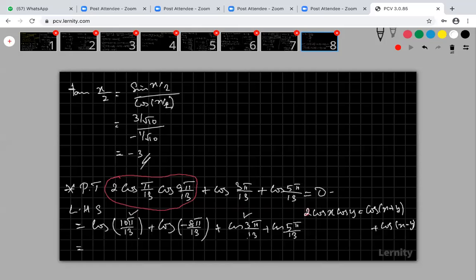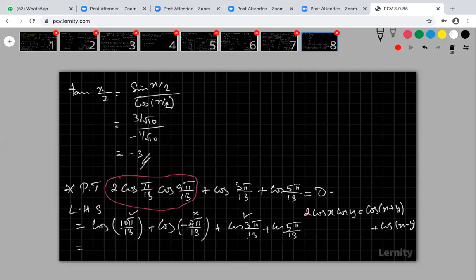That means I'm going to apply the formula for these two terms and these two terms. Here also, if you add 8 pi and 5 pi, what is the answer you are getting? 13 pi. 13 pi divided by 13, you will get pi. So I'm just rearranging the terms.